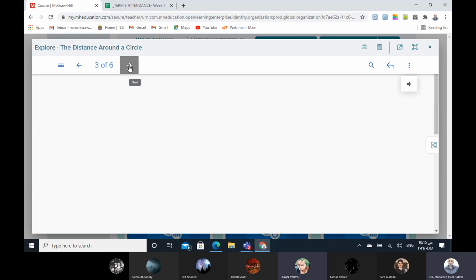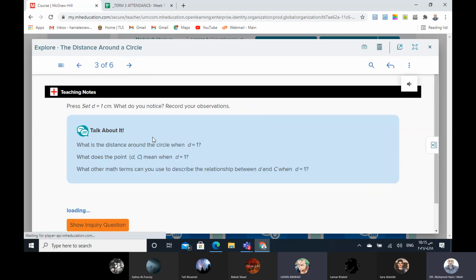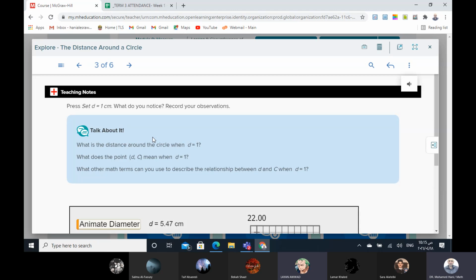Mister? Yes. We will get 3.14 on any circle we measure? Yes, about 3.14. Oh, about. So it can be not exactly 3.14? Yes, not exactly 3.14, about 3.14. But when we use the estimate, the answer will be 3.14.